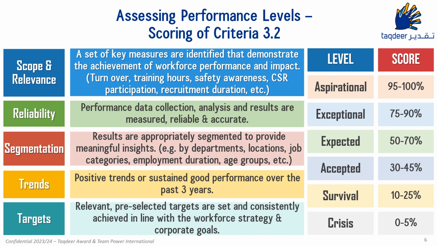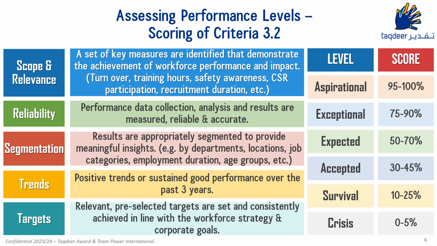3. Segmentation. Corporate performance results should be appropriately segmented to offer meaningful insights. As discussed earlier, segmentation may include departments, locations, job categories, employment duration, age groups, etc., relevant to the organization, enabling informed improvement actions by the management. For example, a company that presents segmented performance results, such as turnover rates for various job categories or lengths of service, will receive a higher score than those only presenting the overall turnover rate.